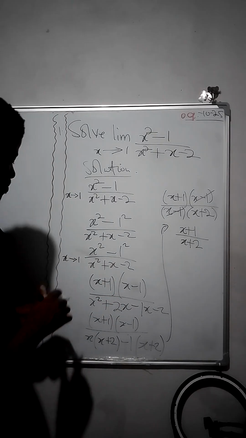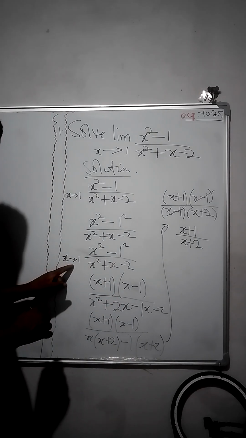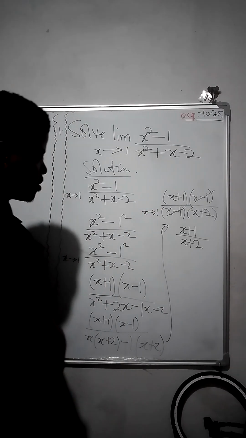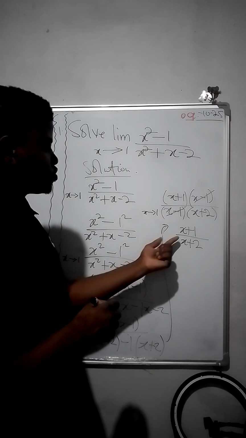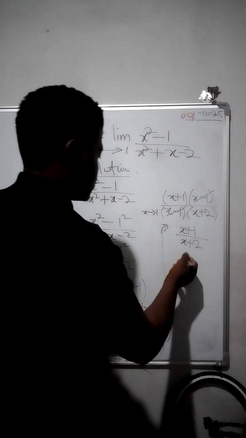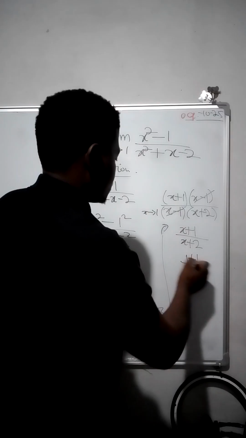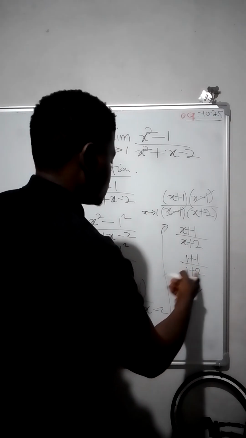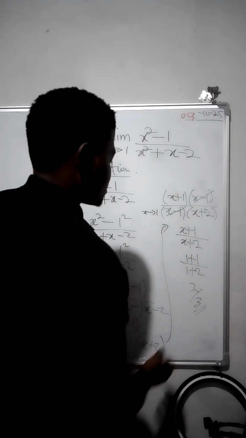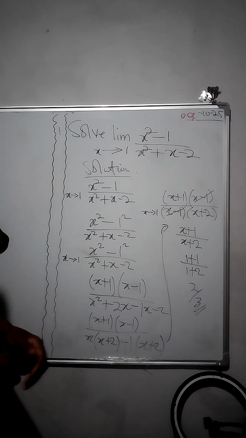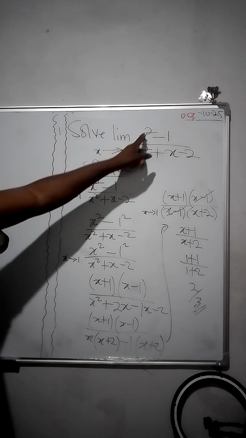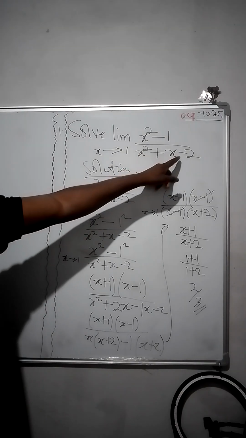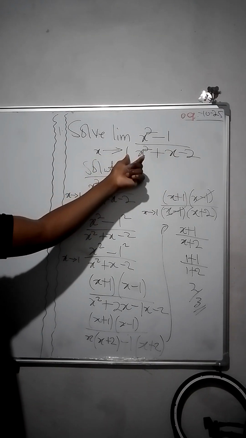Remember that we are told x is approaching 1, meaning where there is x, we substitute with 1. So we have 1 plus 1 over 1 plus 2. Then we have 2 over 3. So this becomes the final answer to the question: solve the limit of x squared minus 1 over x squared plus x minus 2, where x approaches 1.